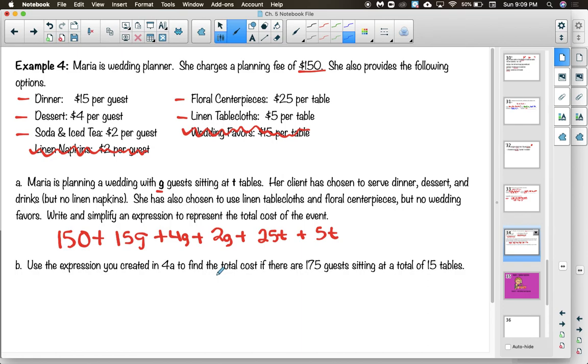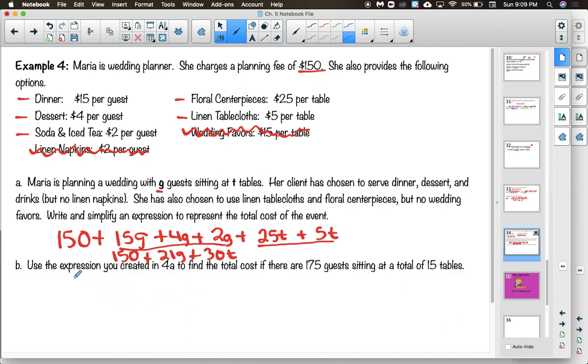So, big long expression here that we can simplify a little bit. 150 is a constant. No like terms matching up with that constant this time. Then we have 15G plus 4G plus 2G. They're all like terms, and we add them up to get 21G. And 25T plus 5T, they're like terms, and we can add them up to get 30T. That's as simplified as we can go because we have no more like terms.